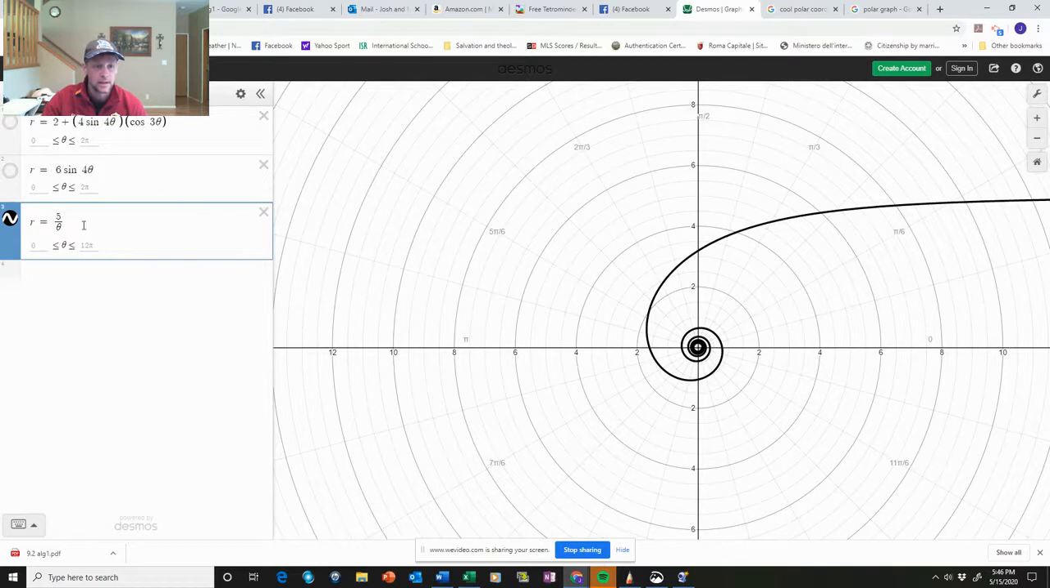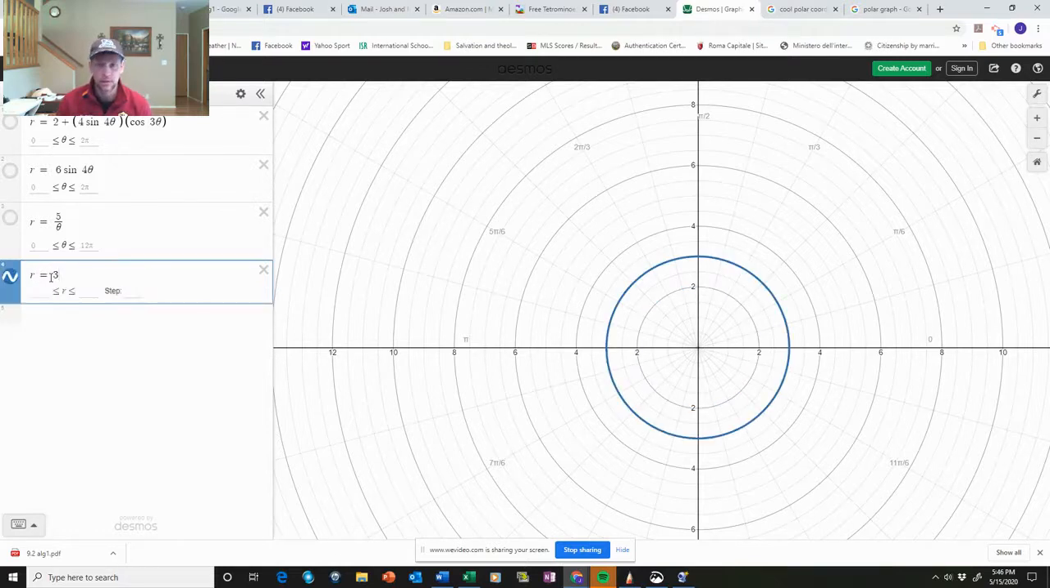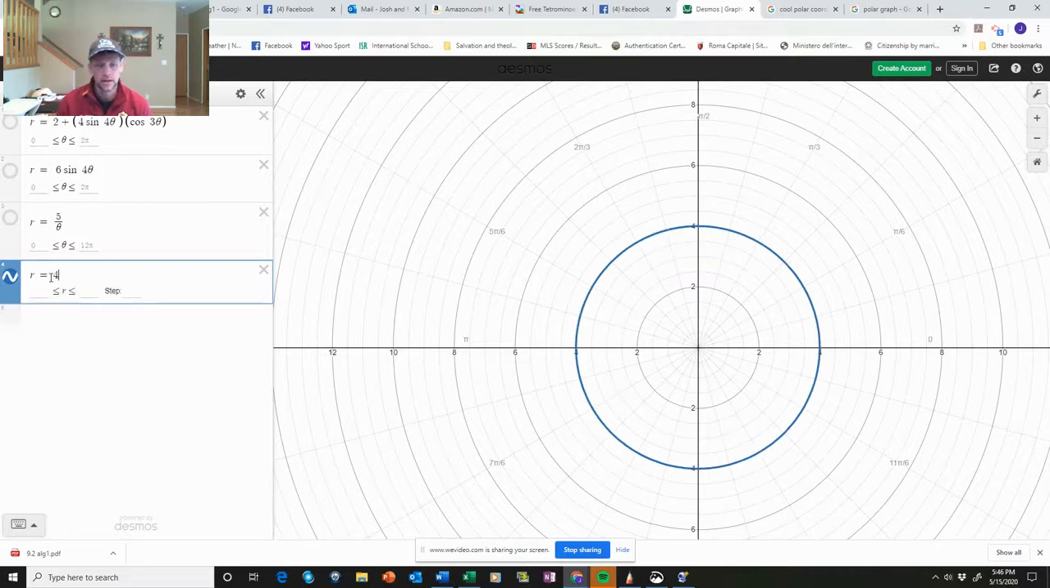All right, let's start with a circle. So we looked at this last time, but it's pretty simple. If you do r equals 2, you're going to get a circle. R equals 3 is a bigger circle. R equals 4 is a bigger circle. It is very easy to write the equation for a circle in polar coordinates. Now, what you should try is to play around with these things and see what happens when you change things up a bit.